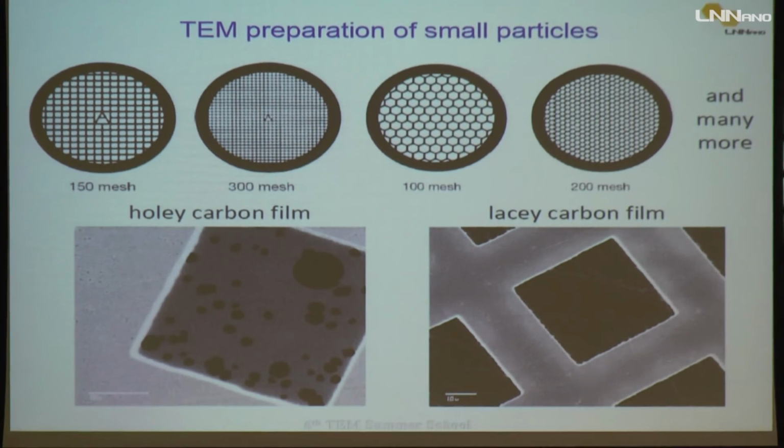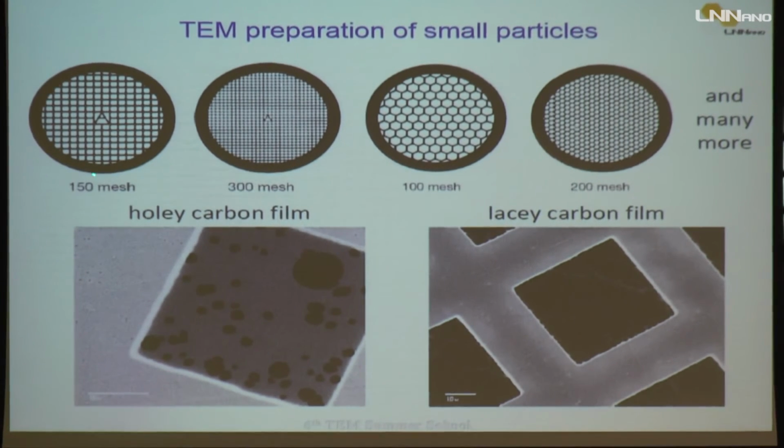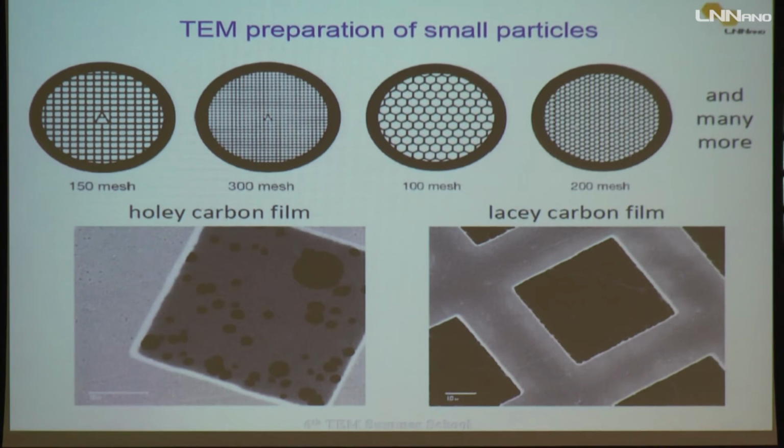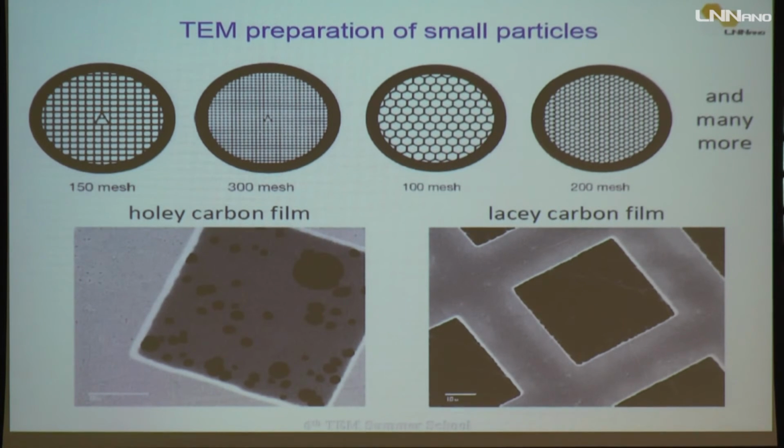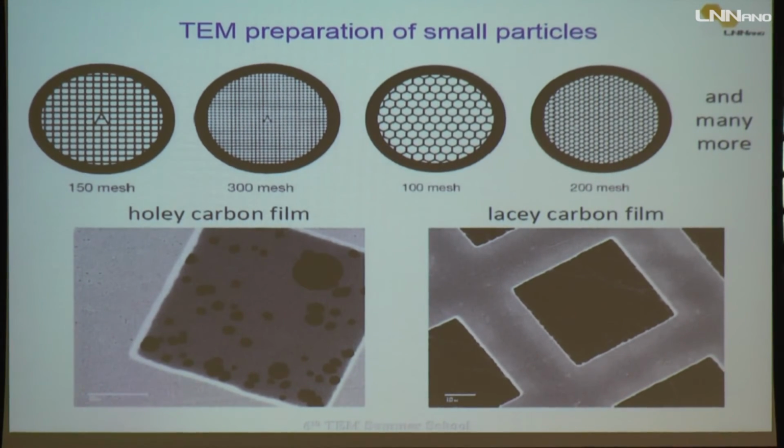You can simply put the particles on the grid if your particles are electron transparent, for sure. Here we have the possibilities of grids that we may have. You have different sizes of these squares here. It is defined as mesh. The higher the mesh, the smaller the size of these squares. You have different shapes also here. You have plenty of possibilities. These are the commercial grids that you can acquire.